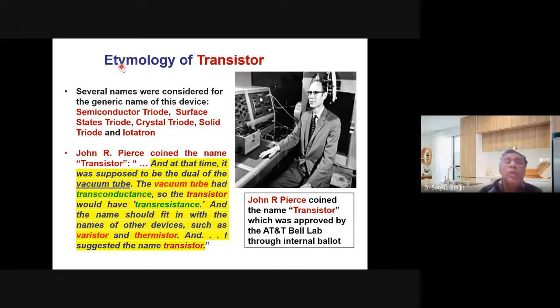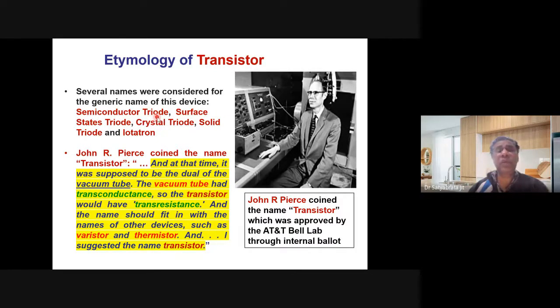Now, I will complete this history of transistor development with the etymology of the transistor. Who gave the name transistor? Where did this name come into the picture? With this invention, no name was given by Bell Laboratory. Then AT&T Bell Laboratory was in a dilemma about what the appropriate name should be. So the lab authorities asked for different names, and several names were given.